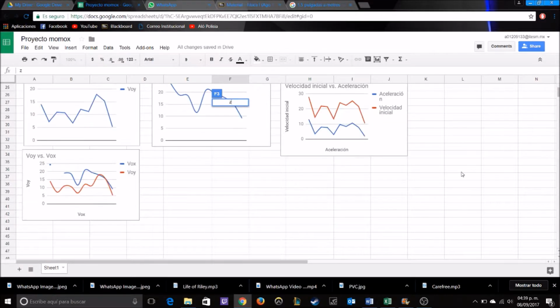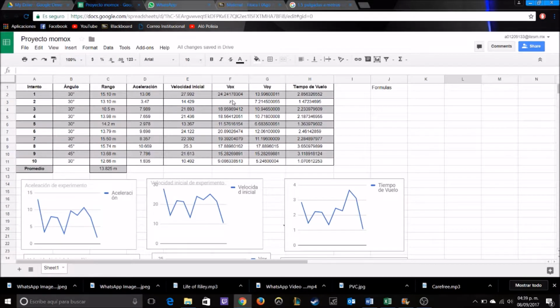Okay, now the initial velocity in y compared with the initial velocity in x. We can see that this chart has a very strange behavior, because the initial velocity in the x component will always be the same for one of the throwings.